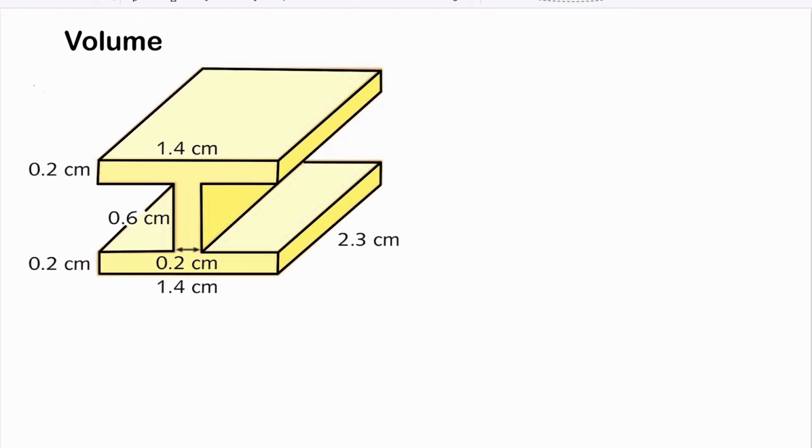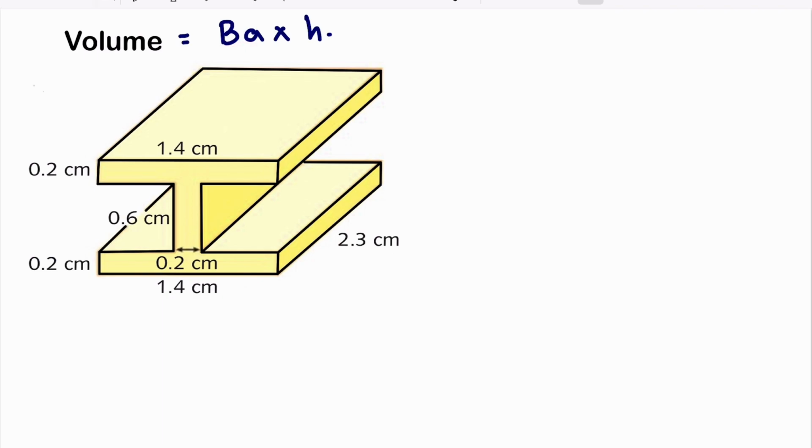Having this prism, the first thing to do is to write the formula of volume of the prism. We are asked to calculate the volume. So volume equals base area times the height. That's the formula for volume. The next thing to do is to identify the base area of this prism.